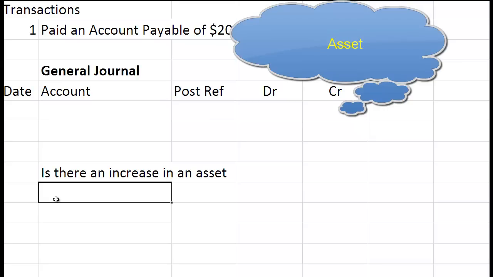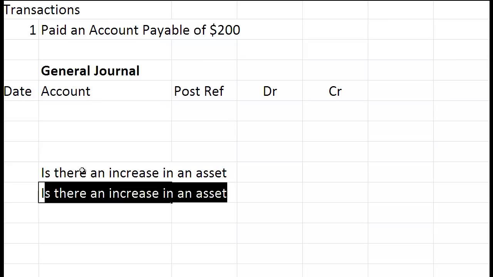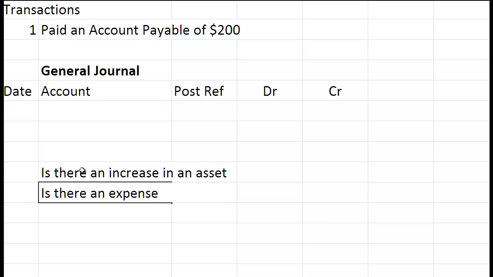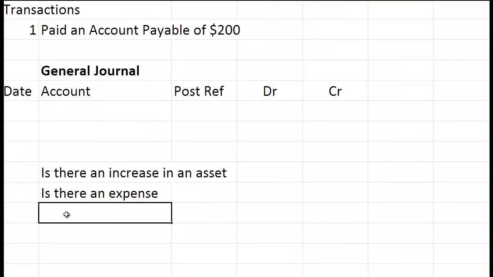And you think about that. And we see in this case, we've paid an account payable, which is a liability, for $200, so our cash at bank has fallen, so there's no increase in an asset. Is there an expense? Well, there may have been an expense to get the account payable, but in this transaction, there is no expense.